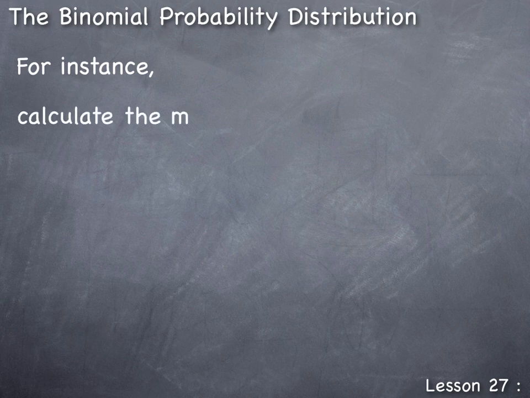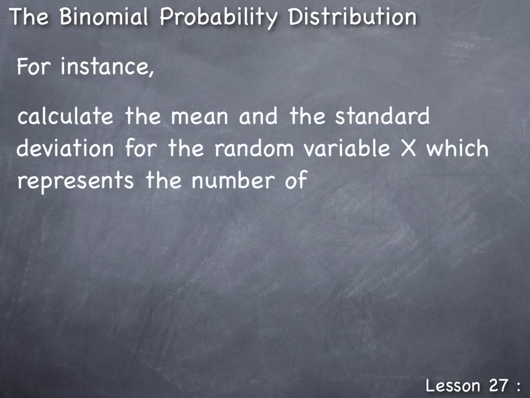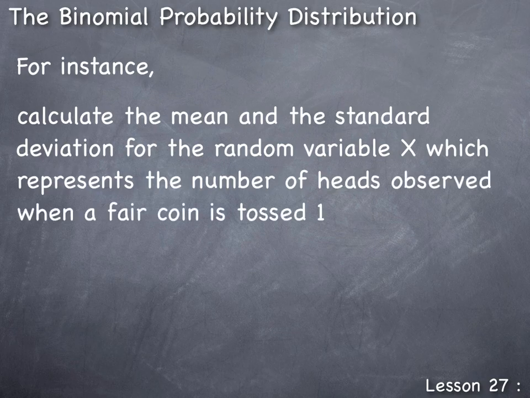For instance, calculate the mean and the standard deviation for the random variable x, which represents the number of heads observed when a fair coin is tossed 10 times. So here we're going to calculate the mean and the standard deviation. That is, the mean mu sub x and the standard deviation sigma sub x.